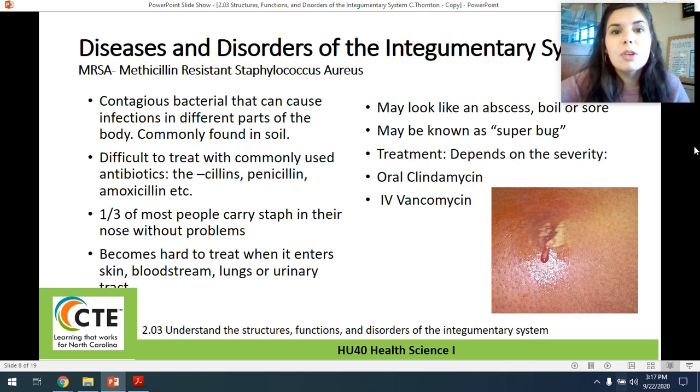Next, we have MRSA, and MRSA stands for methicillin-resistant Staphylococcus aureus. That's a really long name, I know. Basically, MRSA is a really contagious bacterial infection that can cause infection throughout different parts of the body. And typically, MRSA is found in soil. MRSA can be really difficult to treat with your commonly used antibiotics, things like penicillin and amoxicillin, because it is resistant to those types of antibiotics. A third of most people carry the staph infection in their nose without any problems. However, there are cases where that infection becomes severe.